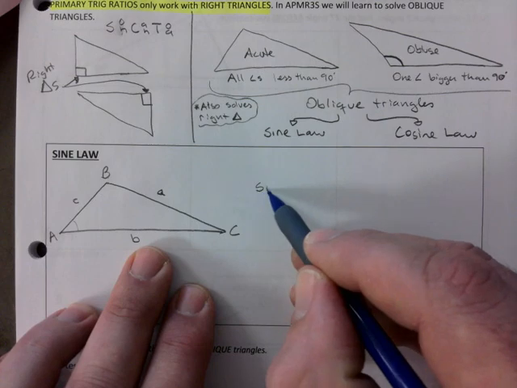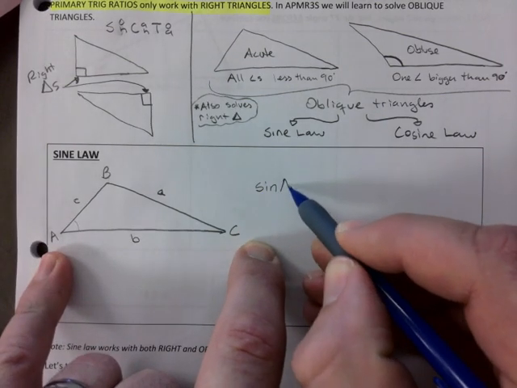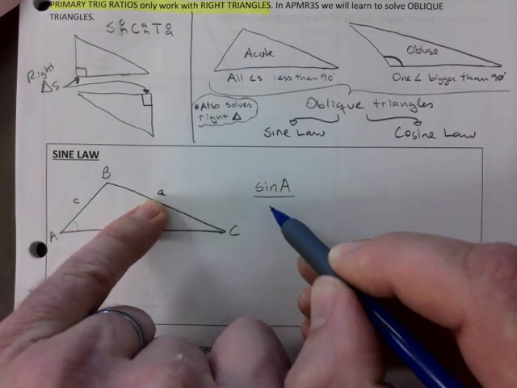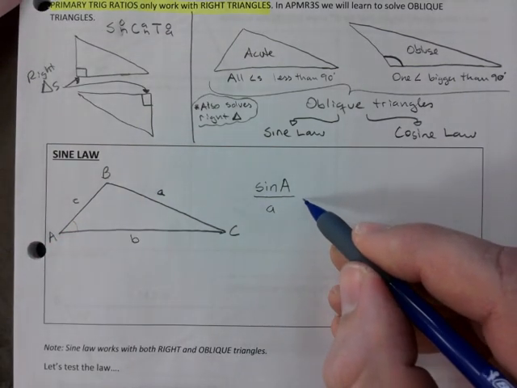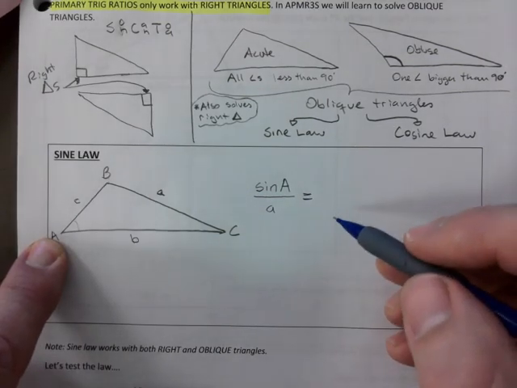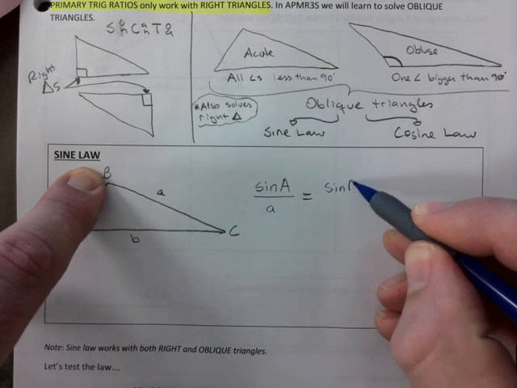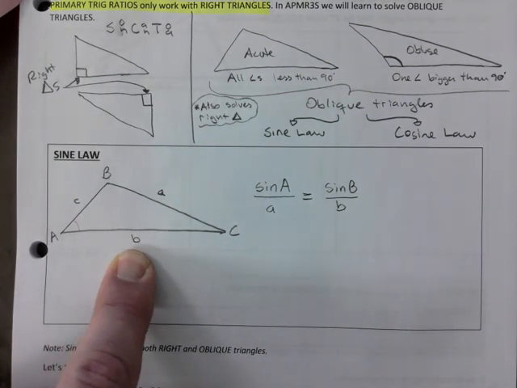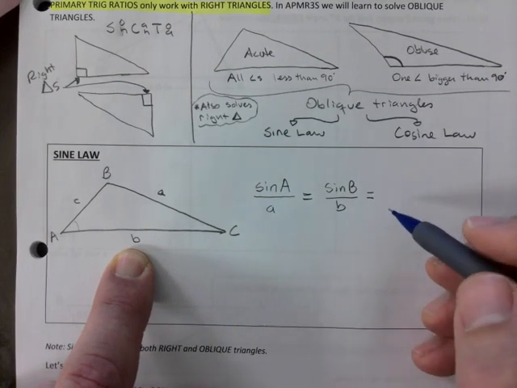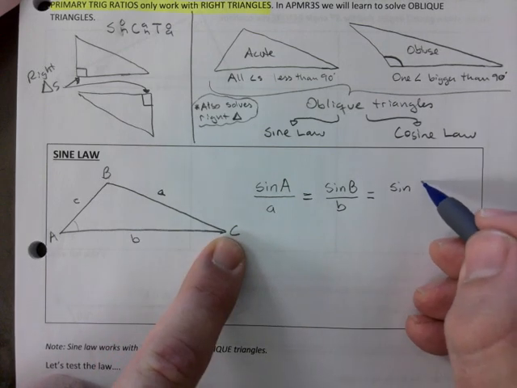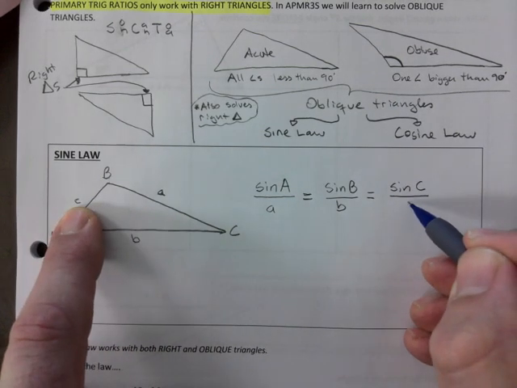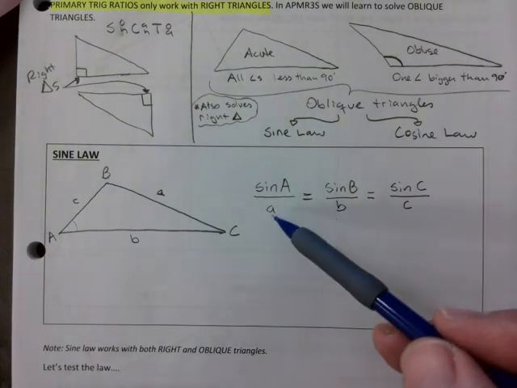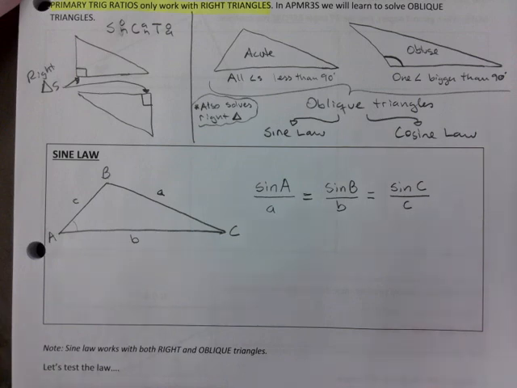You ready? It states that if you were to take sine of angle A and divide that by its side, the side that's across from it, that would be exactly equal to taking the sine of angle B in this triangle, and dividing it by side B. And that in turn would be exactly equal to sine of angle C divided by the side across from it. This is a fact. Any triangle, if you were to draw it to scale and you measure the angle divided by its side, sine of angle divided by side, you would get the exact same answers.